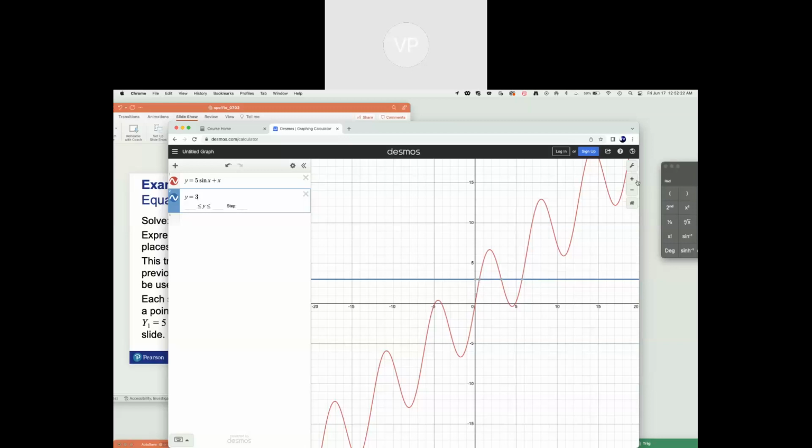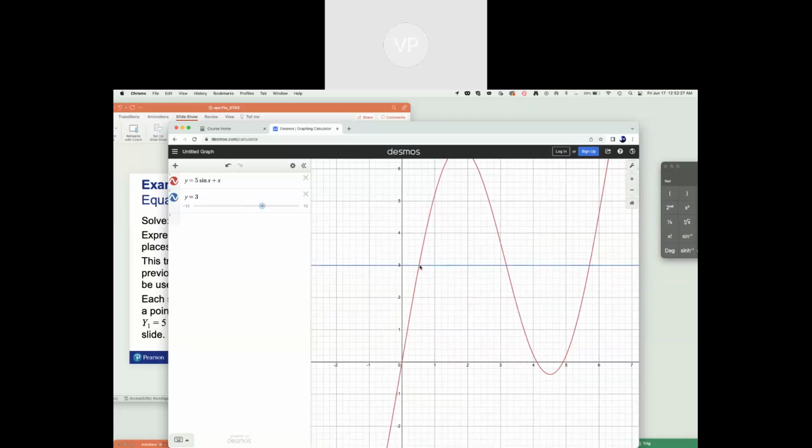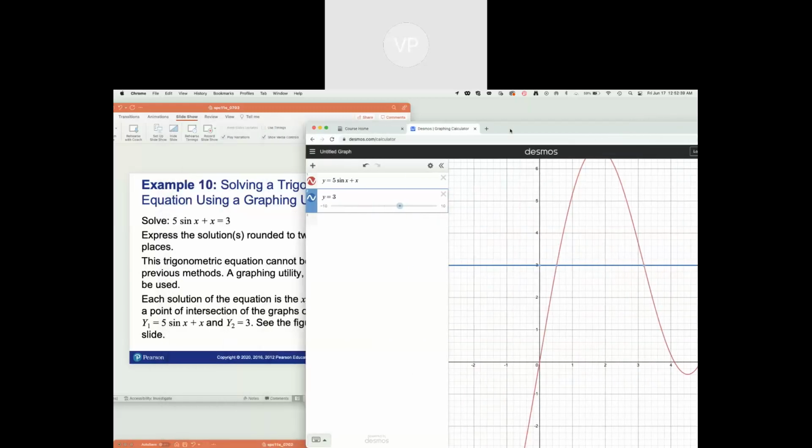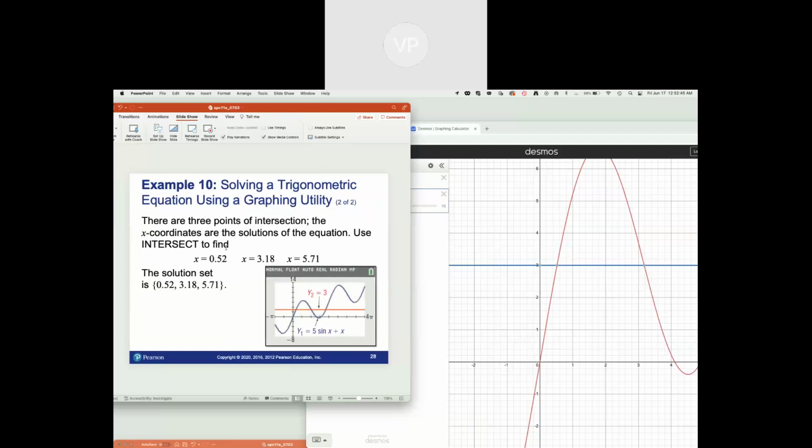So you see our first solution is at, when you hover your mouse right over it, I'll zoom in a little bit. When you hover your mouse on the solution, it pops up the point, 0.519. Over here, 3.177. And here, 5.71. Those are our 3 solutions. And that's exactly what they did over here. So the solutions, and then you look at it and you see it gives you those points right there. So that's all it is.